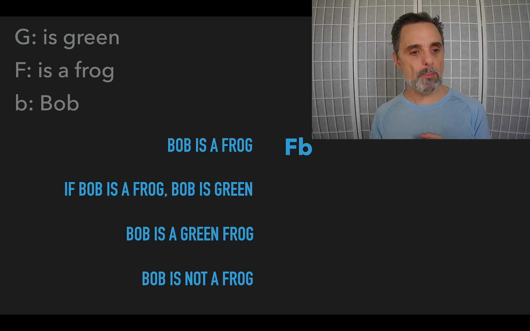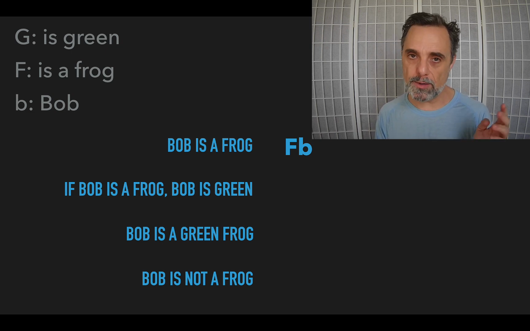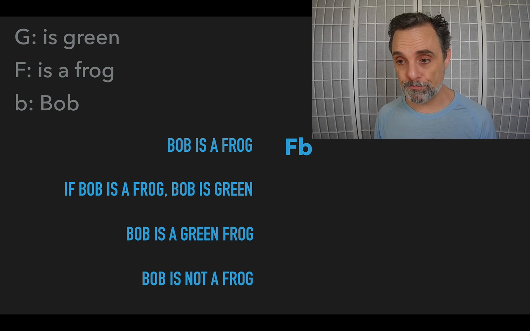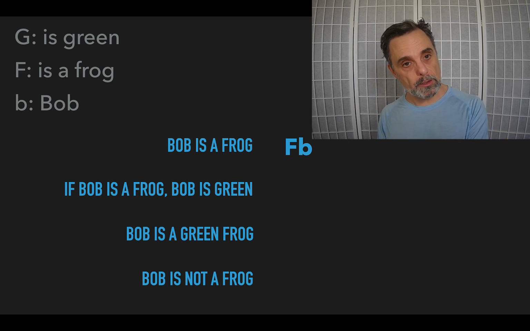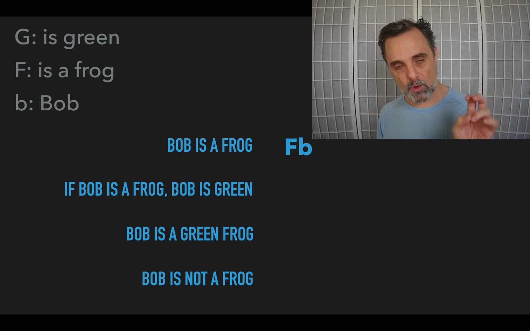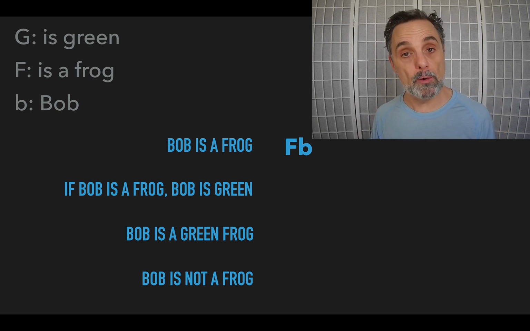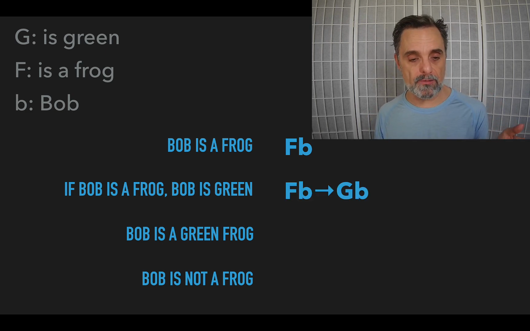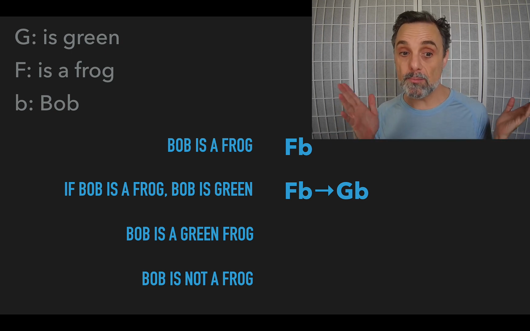How about our second one? If Bob is a frog, Bob is green. Again, pause the video and write down what you think that would be symbolized. So Bob is a frog, we know how to symbolize that, so that'd be Fb. Bob is green, that's going to be big G, little b, right? Because big G is green, b is Bob. We put the predicate letter first and then the name. And then we'll put an arrow in between. So we have big F, little b, arrow, big G, little b. Fb symbolizing Bob is a frog, Gb symbolizing Bob is green, and we make a conditional out of it by putting the conditional symbol in between them.